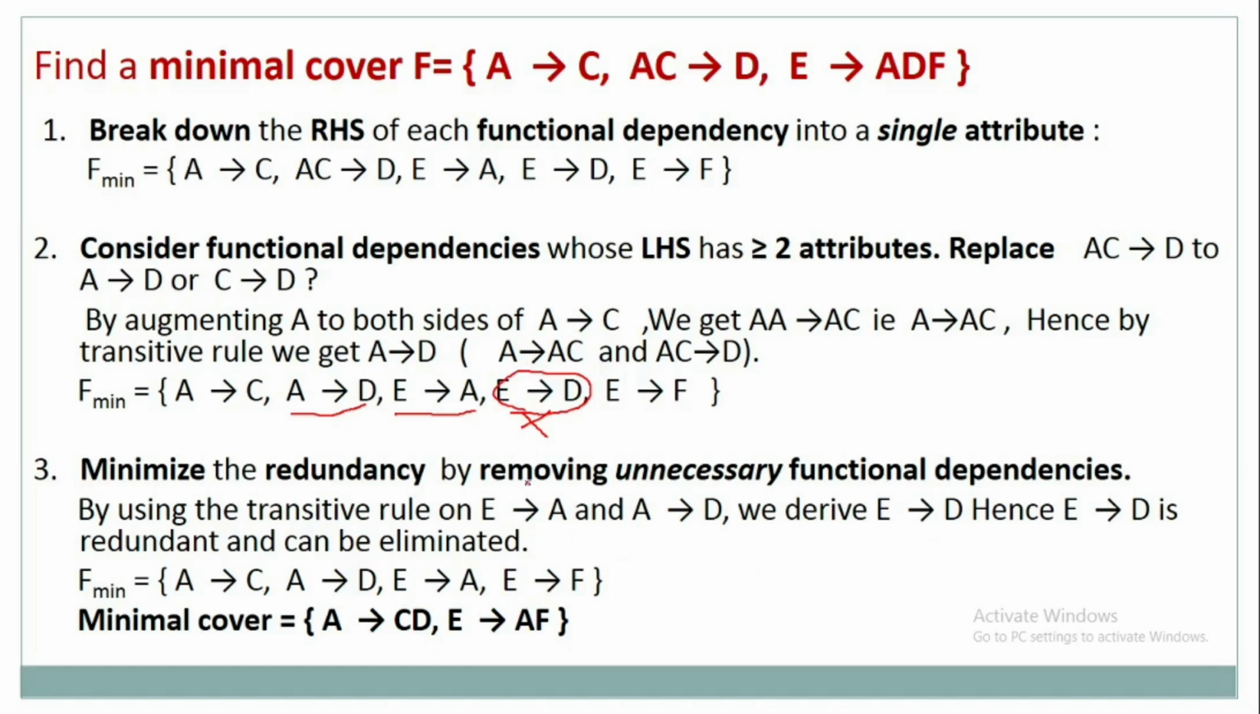Yeah, as you can see here, E determines A and A determines D, so we derive E determines D. So hence E determines D is redundant and can be eliminated. So what is remaining? That is A tends to C, A tends to D, E tends to A, and E tends to F. So this is the final cover for the given set of functional dependencies.